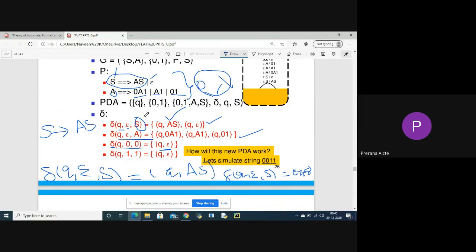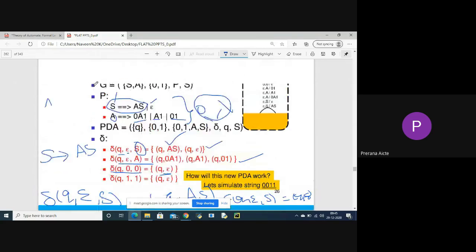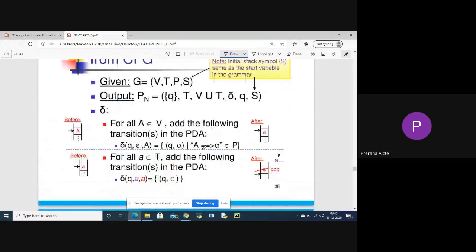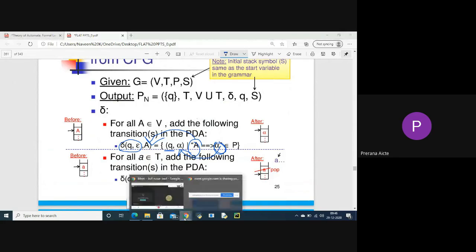So to convert the given CFG to PDA, we have only one transition rule. For example, if the production is in the form of A tends to alpha, we will write delta of Q comma epsilon comma A is equal to Q comma alpha.